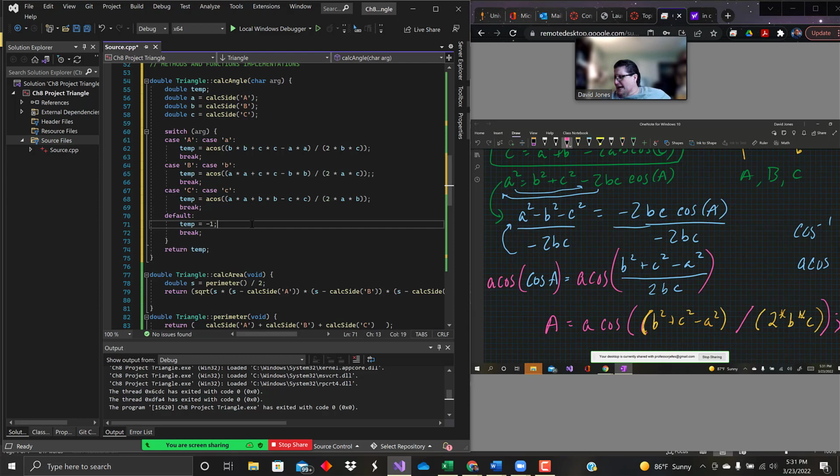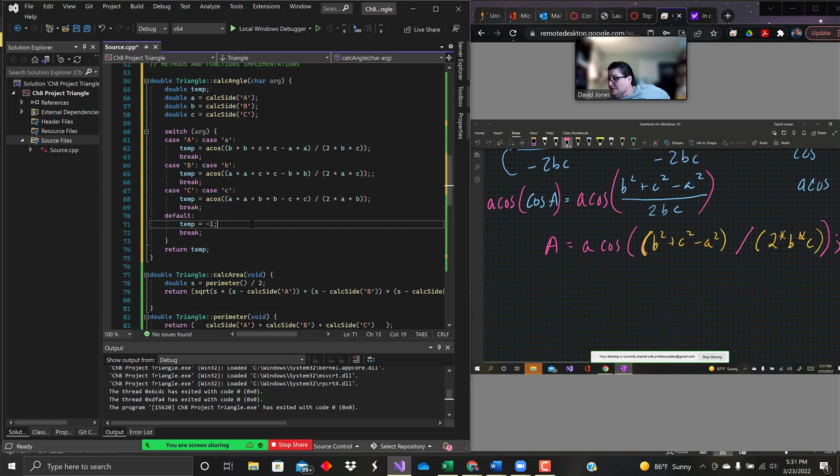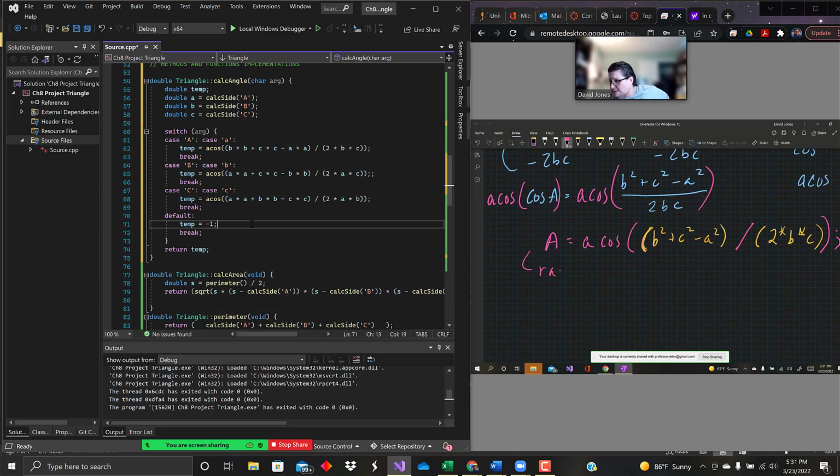And what does this return? A here is in radians. So if I want to convert from radians to degrees, degrees equals radians times 180 over pi.